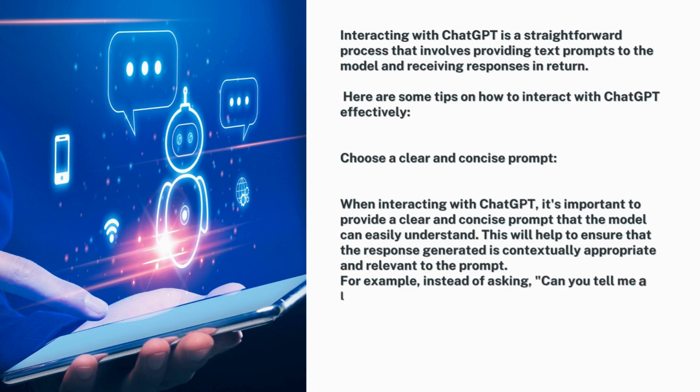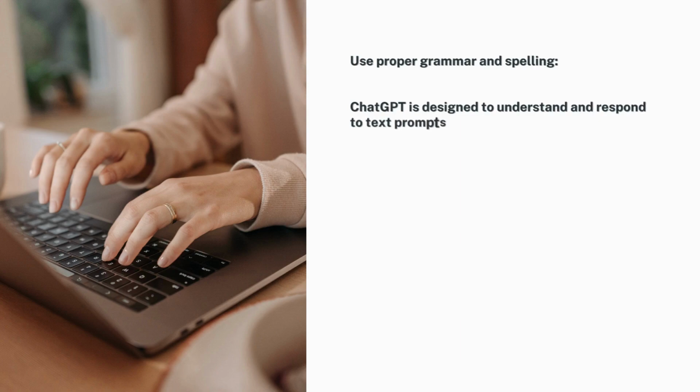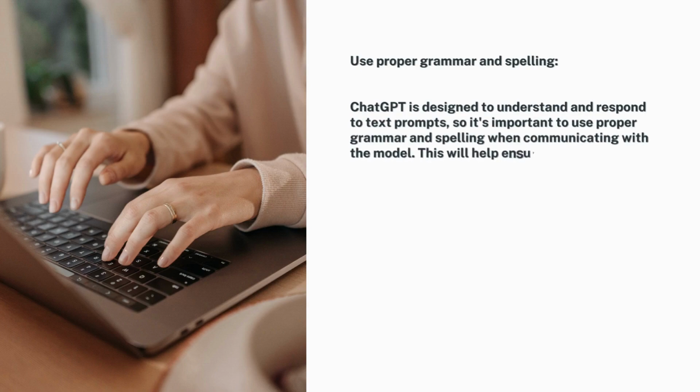For example, instead of asking, "Can you tell me a little bit about yourself?" you can ask, "What are your hobbies?" or "What do you like to do in your free time?" Use proper grammar and spelling. ChatGPT is designed to understand and respond to text prompts, so it's important to use proper grammar and spelling when communicating with the model. This will help ensure the response generated is grammatically correct and easy to understand.